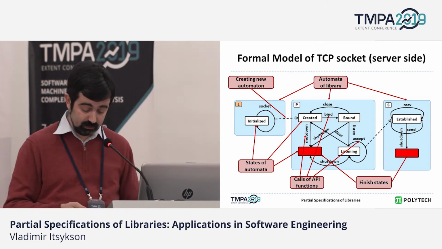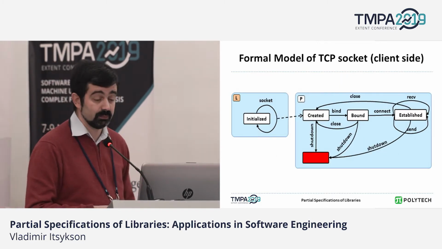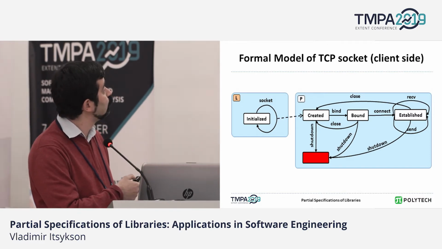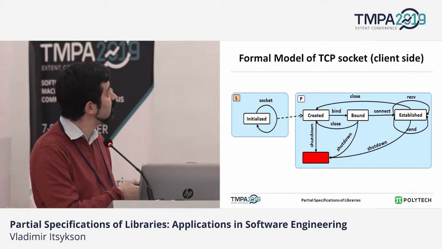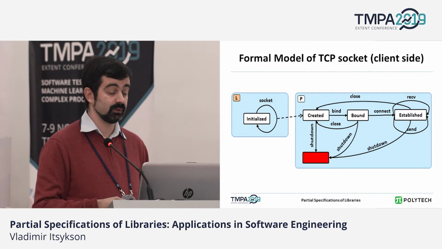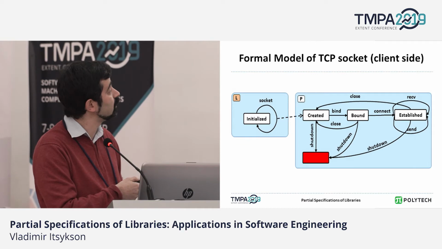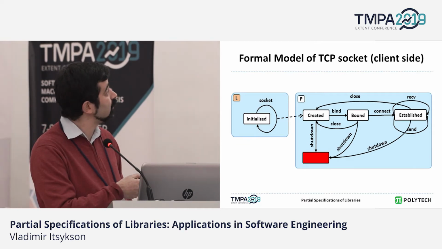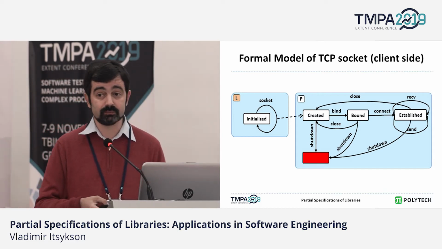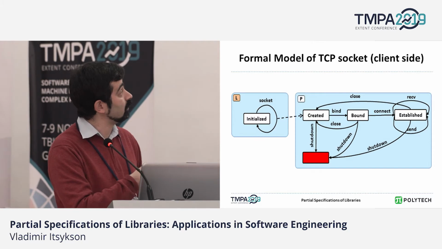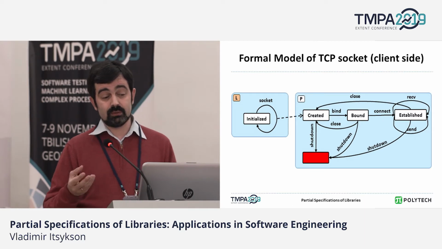And a similar example of the client side of a TCP socket. It's a simpler automaton. We have 2 automata. The first one is the library automaton, and the second one is the client TCP socket. When we create a socket, after that we move it into the bound state by the API call bind, and after that move it into the established state by connect, and it's the work state of the automaton when client and server can exchange data.